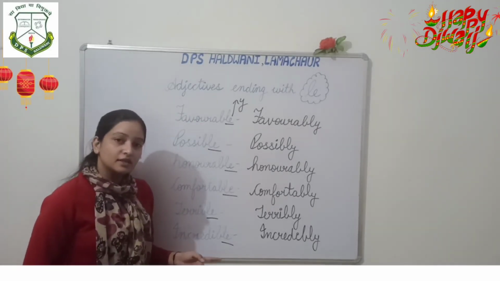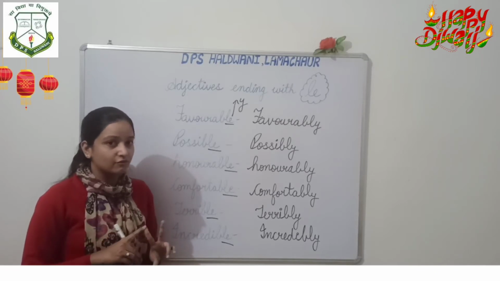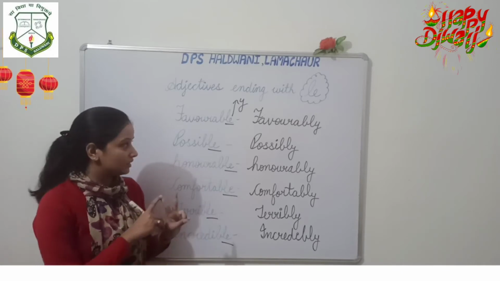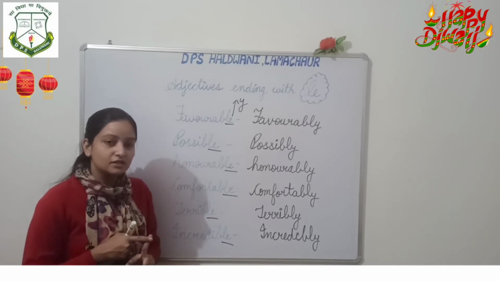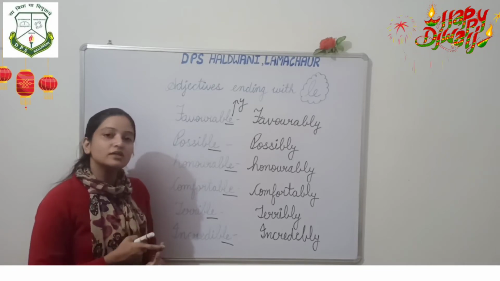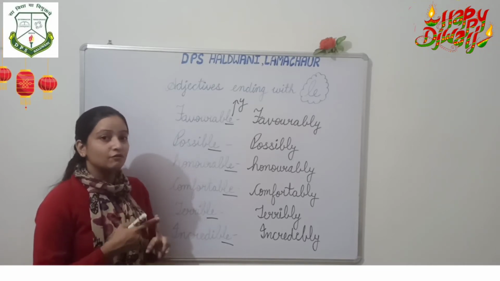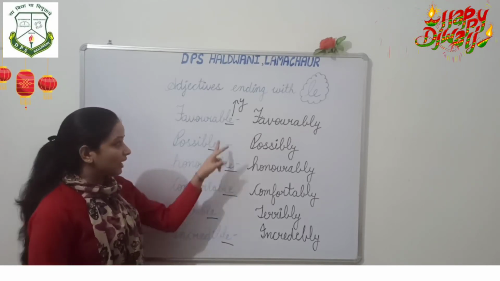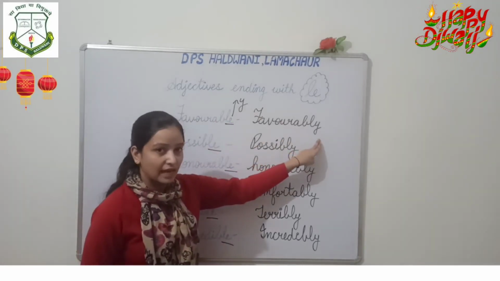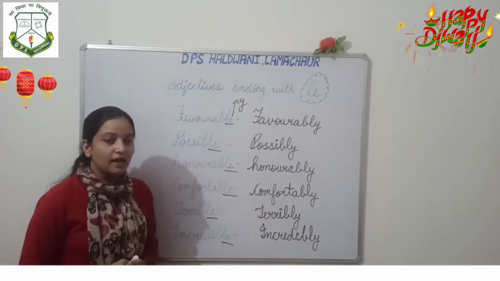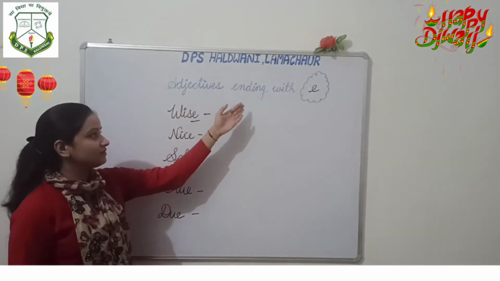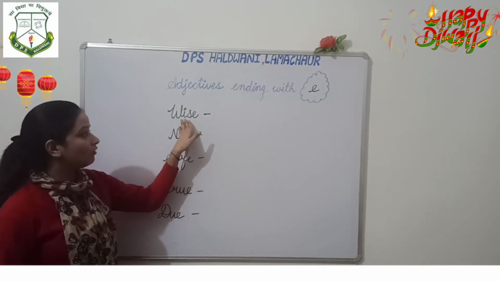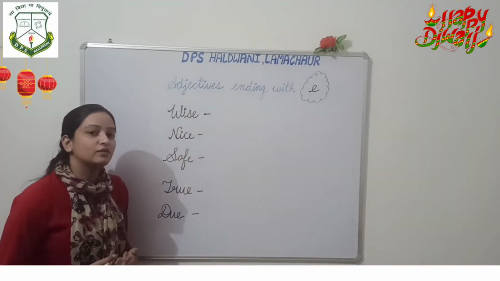The earlier rule was, when the adjectives end with Y, we replace Y with I, then put L-Y. This rule is, whenever the words end with L-E and the words are made up of more than one syllable, we replace E with Y. We have replaced E and added Y. I hope this much is clear. Now, next rule. Adjectives ending with E. So here we have a few examples of the adjectives which end with E.